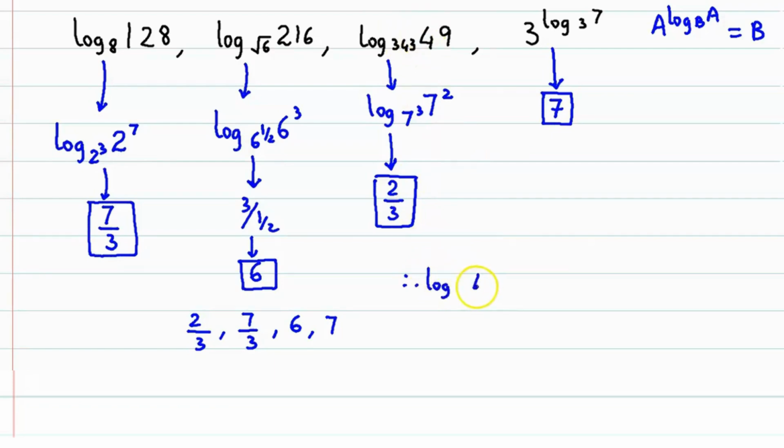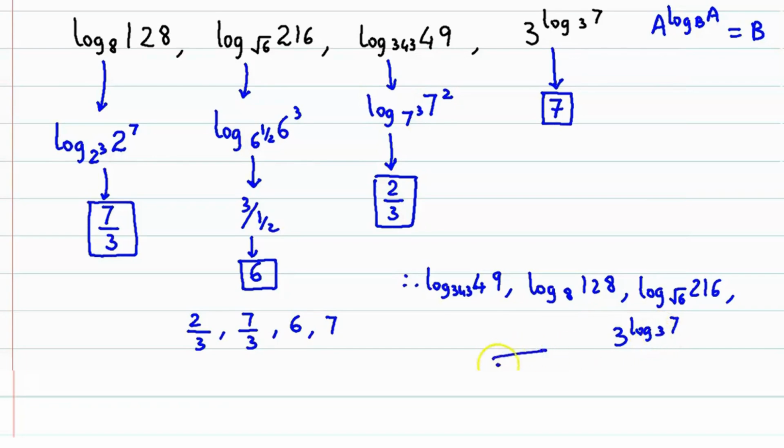log of 49 to the base 343. फिर है 7 by 3 जो इसकी वैल्यू है, सो सेकेंड टर्म होगा log of 128 to the base 8. नेक्स्ट इज 6, तो ये वाला टर्म लिखेंगे, सो log of 216 to the base root 6 और सबसे बड़ी वैल्यू है 7, तो ये टर्म यहाँ पे लिखेंगे, सो 3 raised to log 7 to the base 3. तो ये आ गया हमारा रिक्वायर्ड असेंडिंग ऑर्डर.